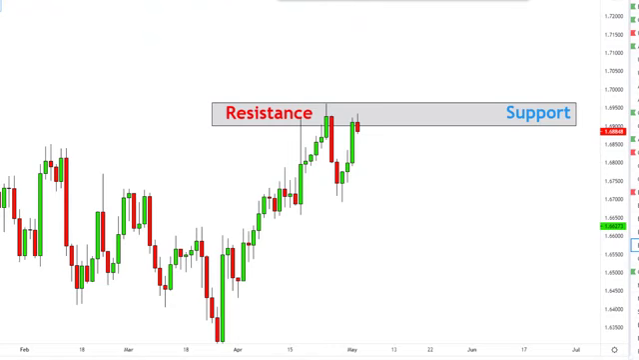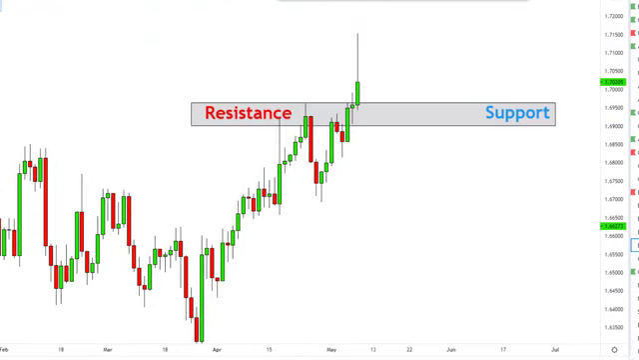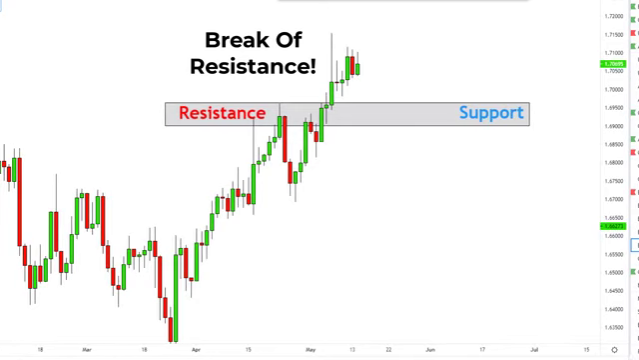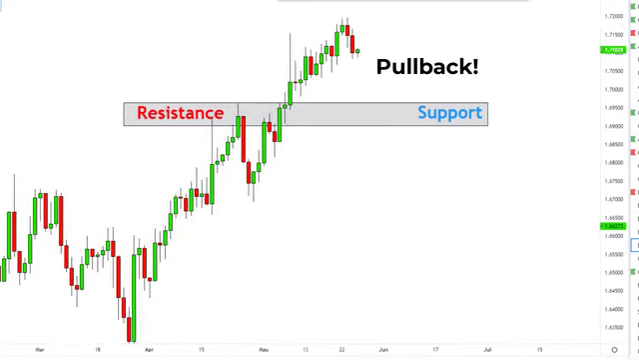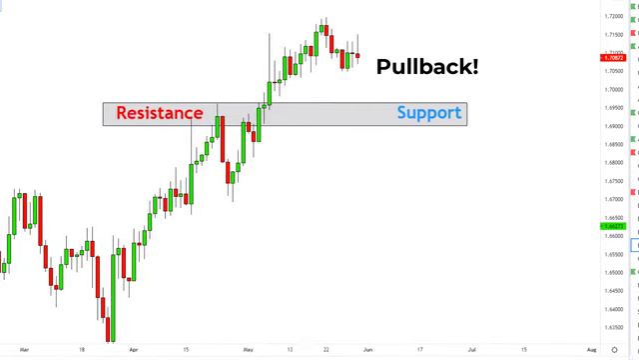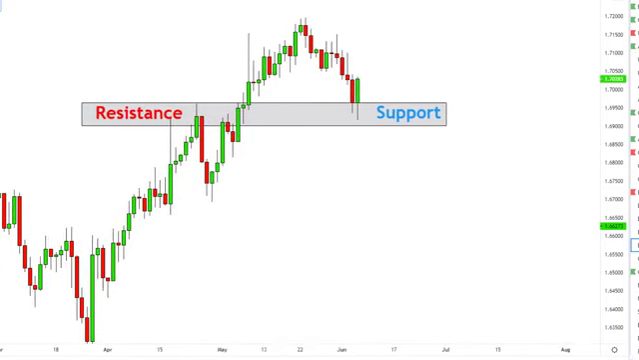Let's wrap it up with a recap. For a trending market to the upside, what we are looking for is a level of resistance to break. And then we're looking for the pullback after the break of that level of resistance to come back to that level of resistance. We're then looking for that level to become support in an uptrend and in a trending market.